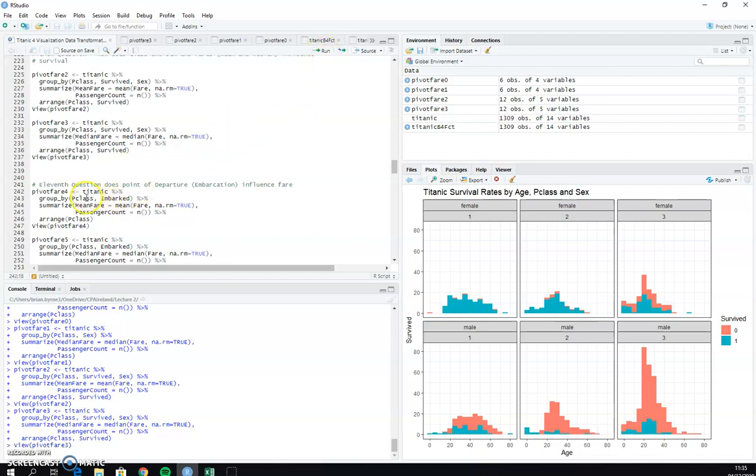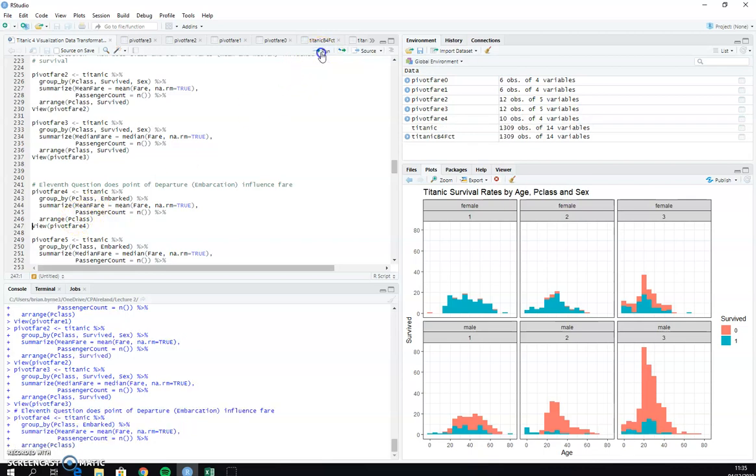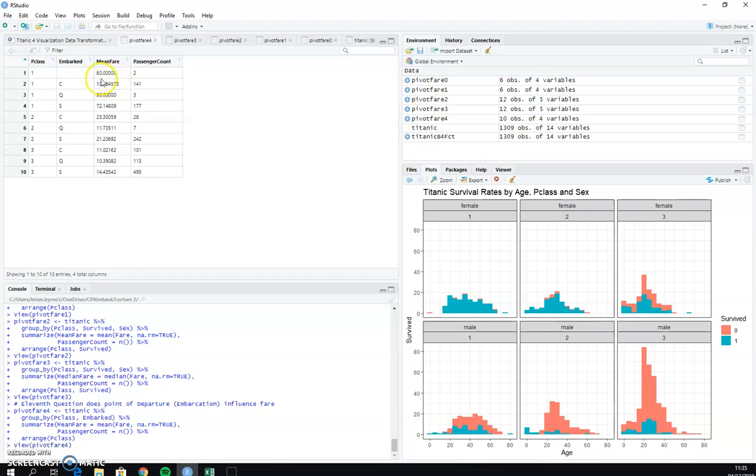The pivot fares, breaking it down by the class and where they boarded the ship, and then we arrange by class. So let's just run and view. And when we look here, there were two people for which we don't know their point of departure, the port that they embarked from. See here is Cherbourg, Queenstown, Southampton. What we can observe here, just purely in terms of the cost, Cherbourg was more expensive than Queenstown, which was more expensive than Southampton.